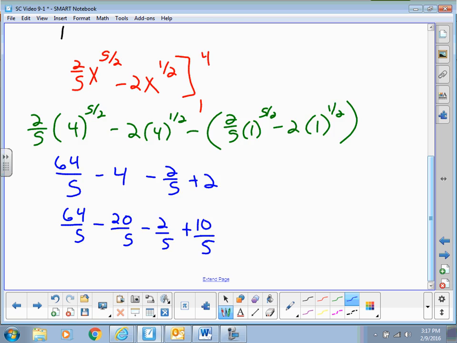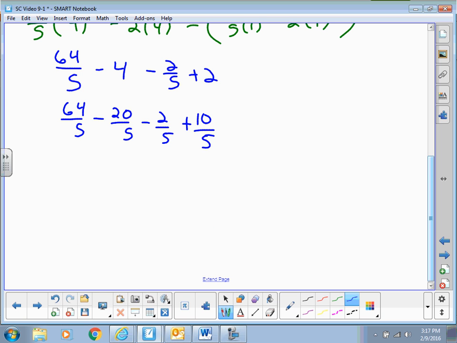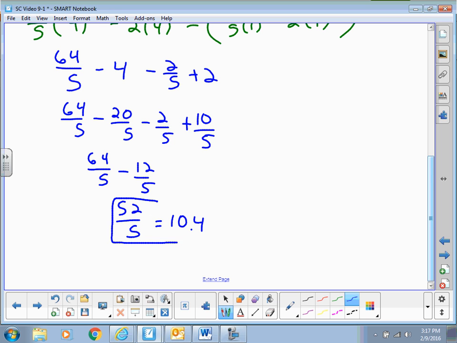And if we combine those like terms, we've really got 64/5 minus 12/5 to give us 52/5. And that's the same as saying 10.4 if you wanted it in decimal form, because it works out nice.